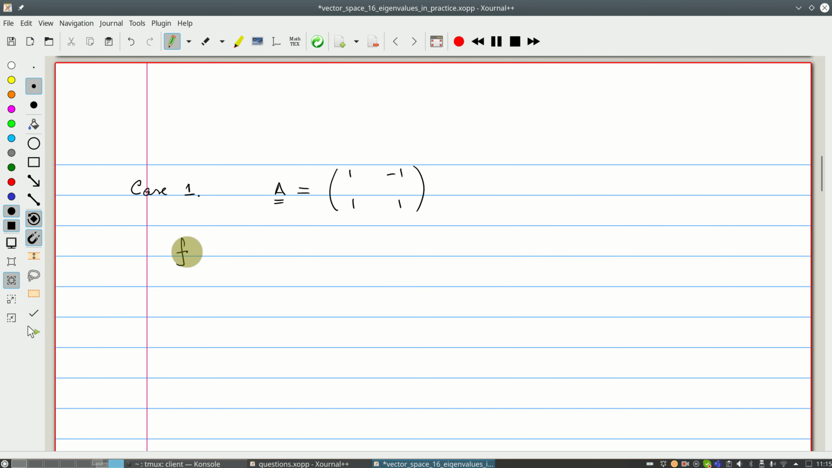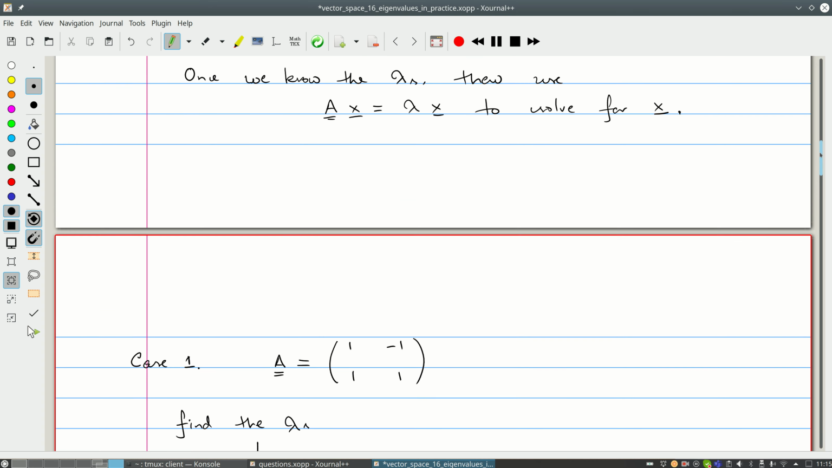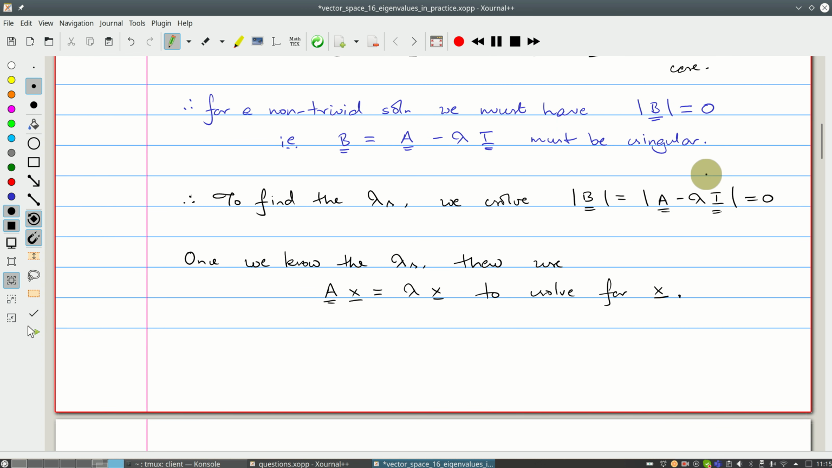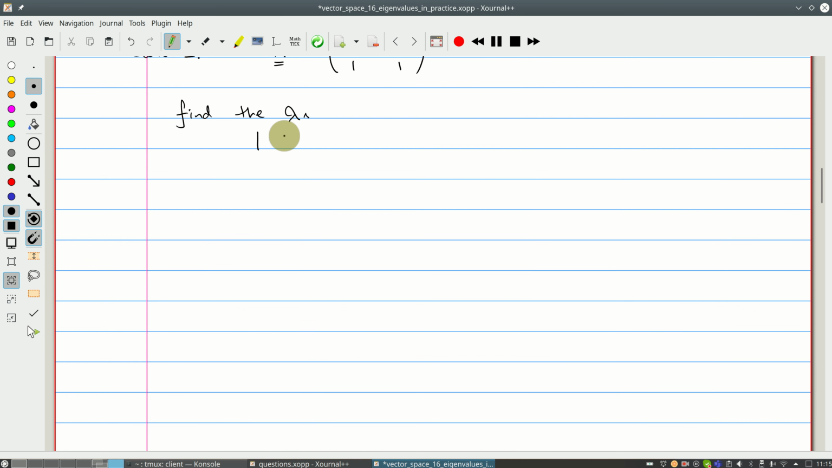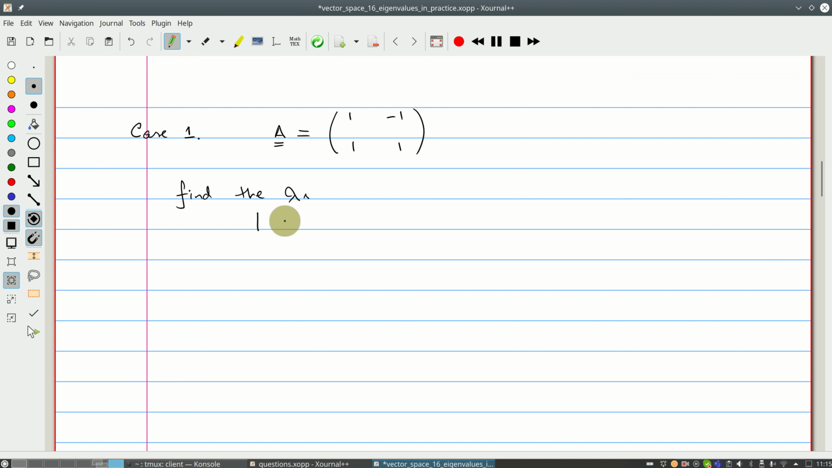Now A is 2 by 2, so we will have at the most 2 distinct lambdas, and here's how we're going to find them. So to find the lambdas, we solve what's called the secular equation. Now, I haven't said this, but this equation here is called the secular equation, and this is given by the determinant of A minus lambda I, and that's set to 0.